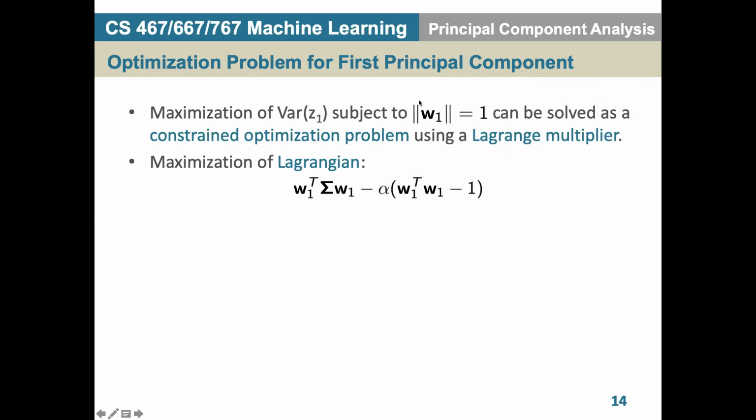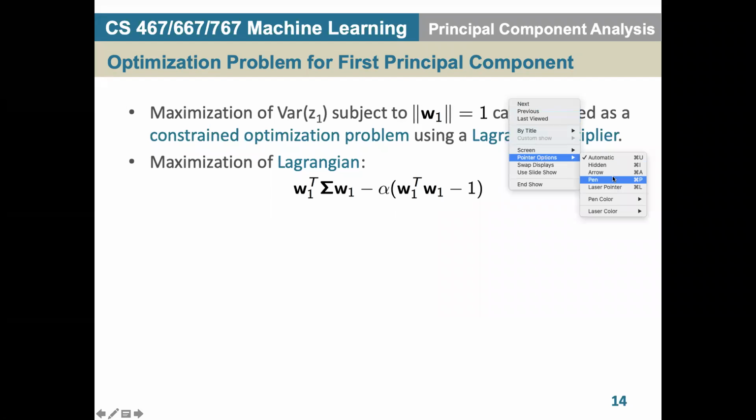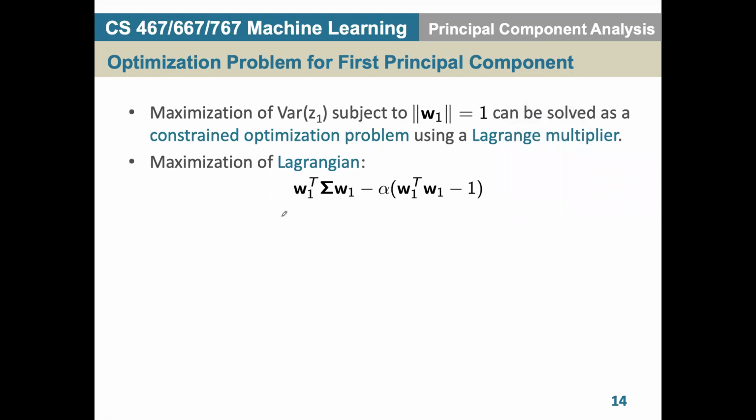This gives us something like this in Lagrangian form. This is the target we want to maximize, but this is a constraint, which is basically W1 transpose W1, because you can square, so the square is equal to 1. Then you move this one to here, equal to 0, and this becomes a condition, and this is the Lagrangian multiplier.